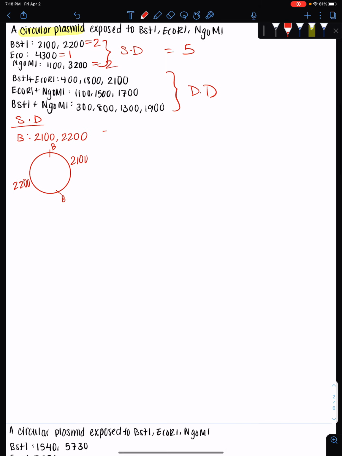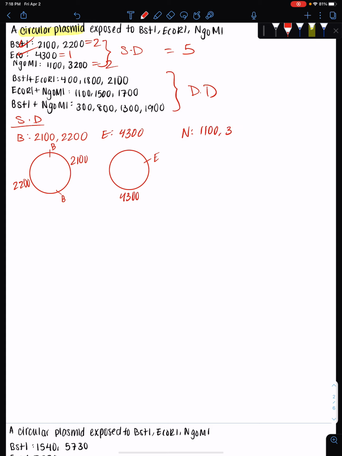Now let's do E. This only has one cut, so its entire length is going to be the entire length of the plasmid. We can make a cut anywhere we want because, as I said before, you can make a cut anywhere on a circle and it's still going to be one line. So this is going to be worth 4,300. We're done with that. Let's go up to N.